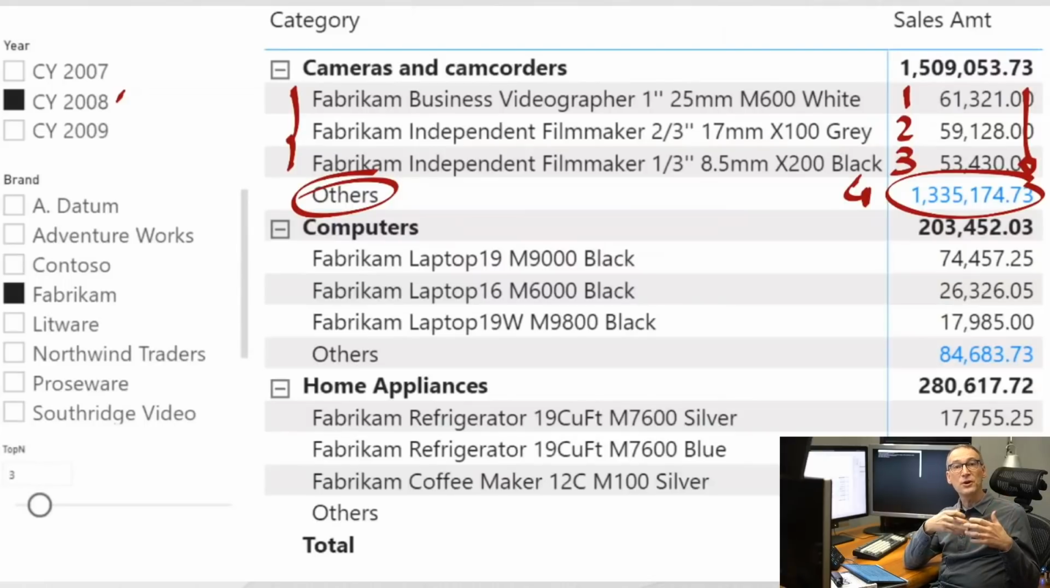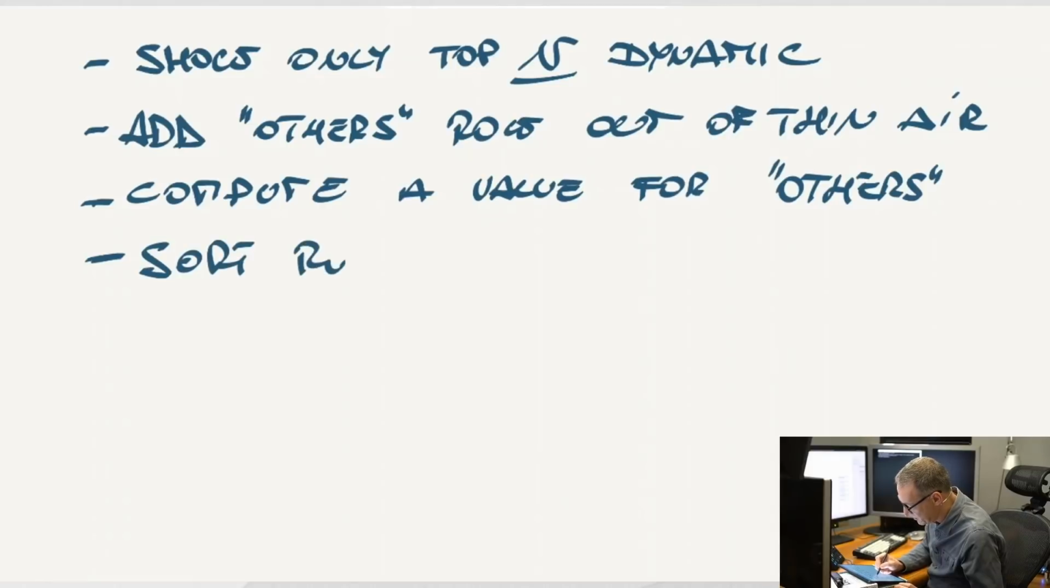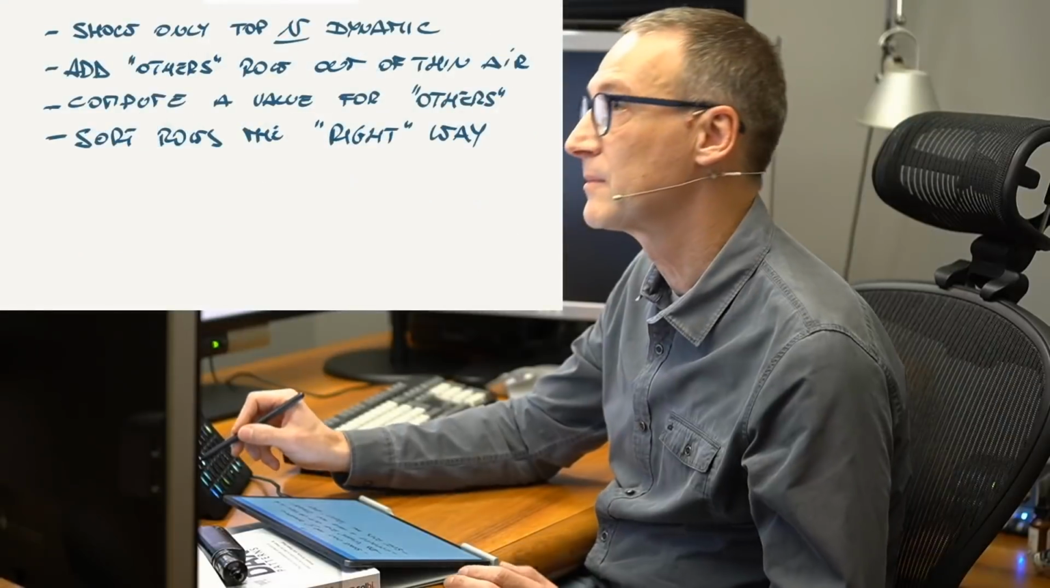We will want to use the correct sort order, where by correct sort order, I mean a sort order that shows the top 3 ordered by sales amount and the others row as the last. So the final point will be compute, not compute, but sort rows the right way. Where by right, I mean the way that we want the data to be sorted.